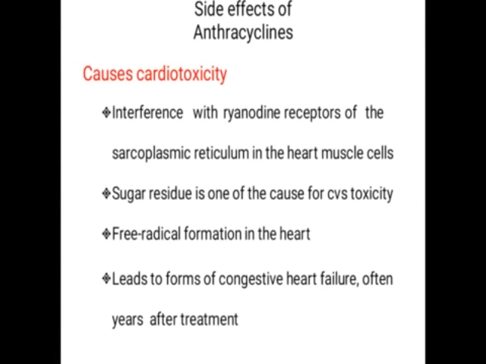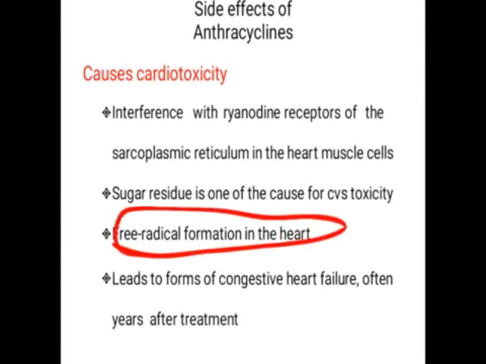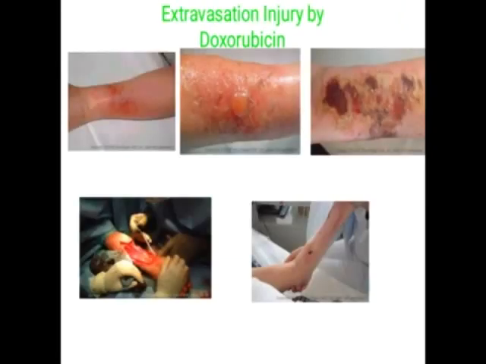The main side effect of the anthracyclines, that is these two drugs, doxo and dauno, is that they produce cardiotoxicity. That is the main side effect. Why? Due to the free radical formation in the heart. So what we have seen, they form hydroxy free radicals. Okay, so these hydroxy free radicals are responsible for attacking the cells of the heart, that is the cardiocytes. And this free radical formation in the heart is responsible for producing cardiotoxicity.